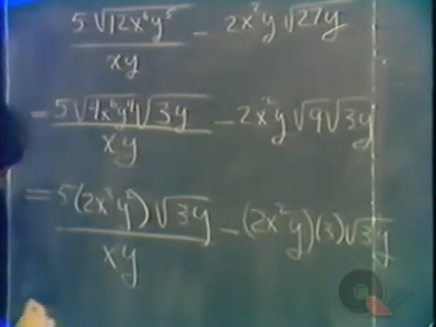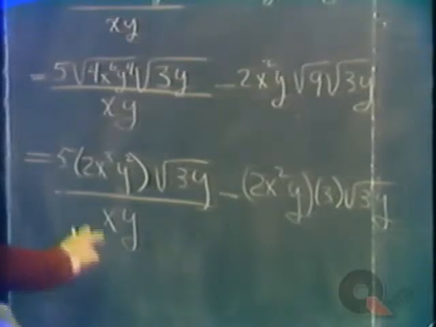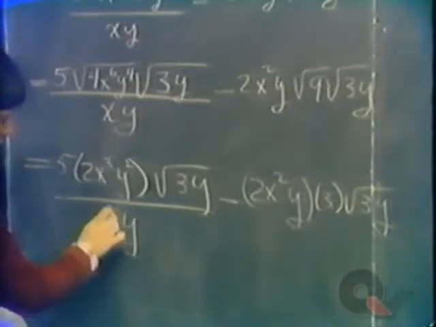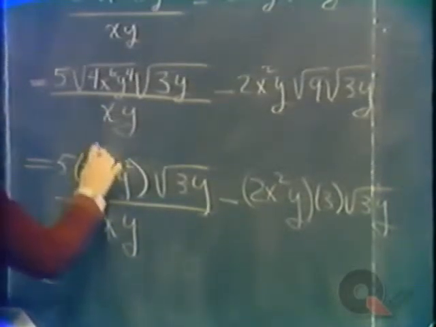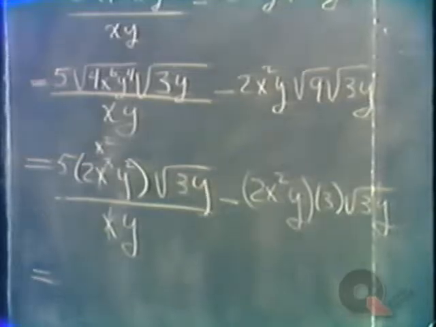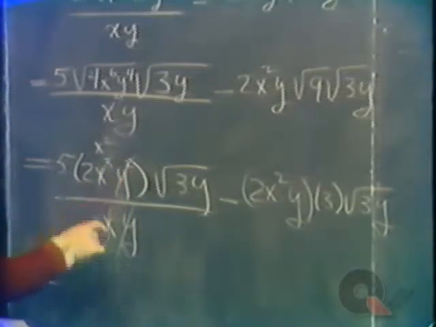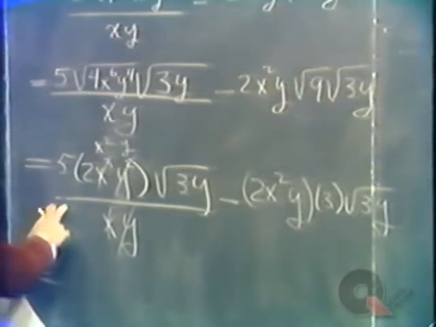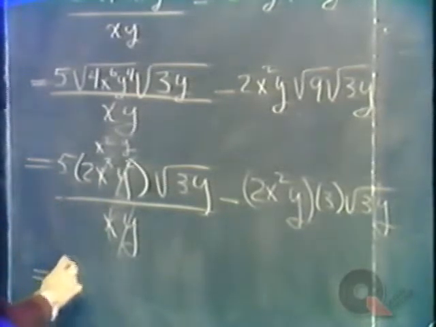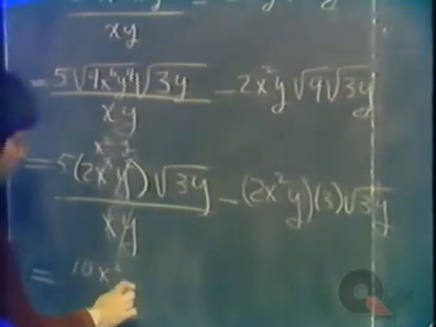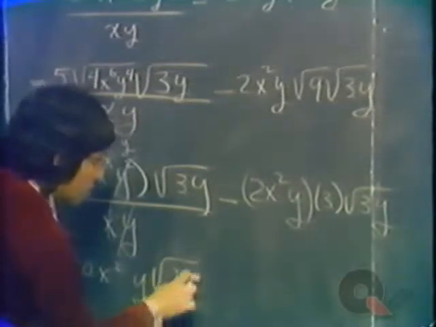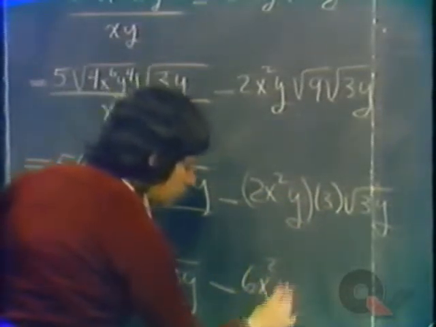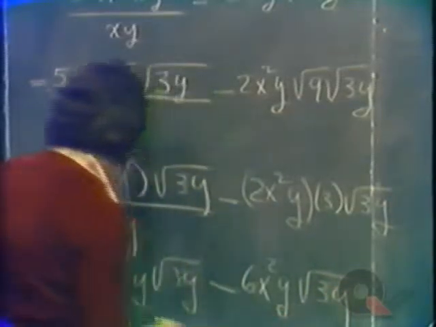Okay, let's see what we have. X and y factor upstairs and downstairs. We can cancel them out. X goes into x cubed, leaves us with an x squared there, and the y will divide into the y squared and leave us with a y here. So we will have 5 times 2, 10, x squared y times the square root of 3y, minus 2 times 3 is 6, x squared y times the square root of 3y.